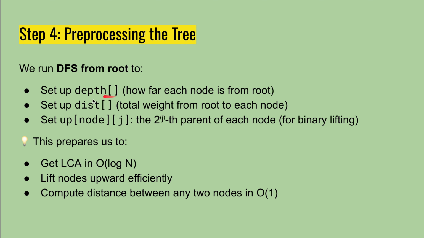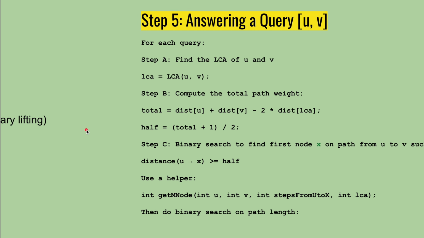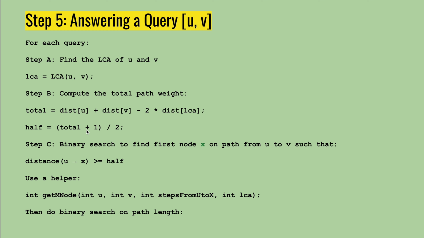We need the depth array, distance array, and up array, right? So when we do up, we'll use node and j, so that is for binary lifting. Let's suppose we are answering a query. Let's suppose the query we are going to ask, right? Multiple queries are there.